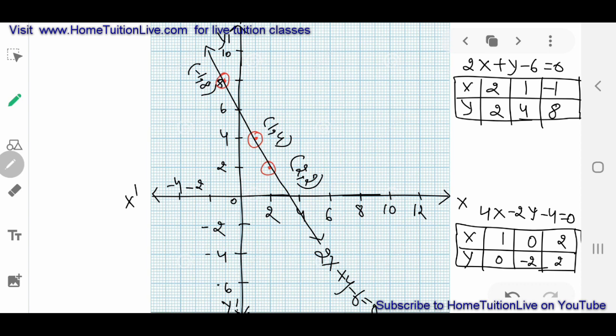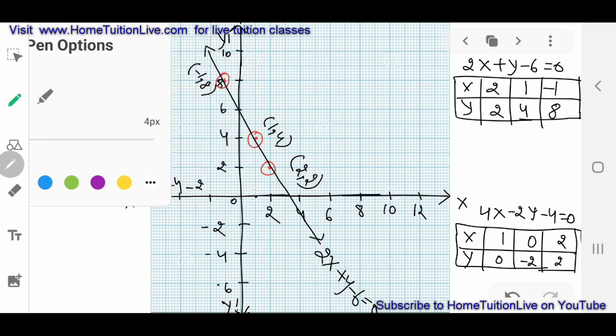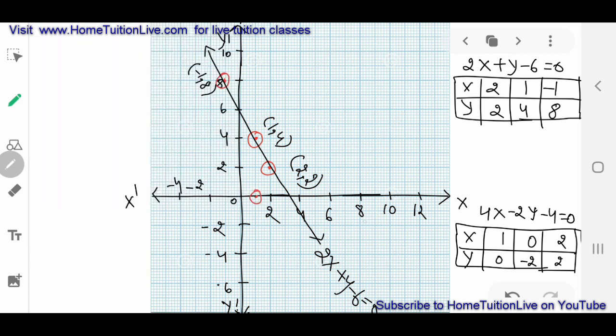Now for the second equation, x is 1, y is 0. Next is x is 0, y is minus 2. This is the point. Next is x is 2 and y is 2. This is the common point. Okay, so the lines intersect. You can clearly now draw the graph. Join the lines.